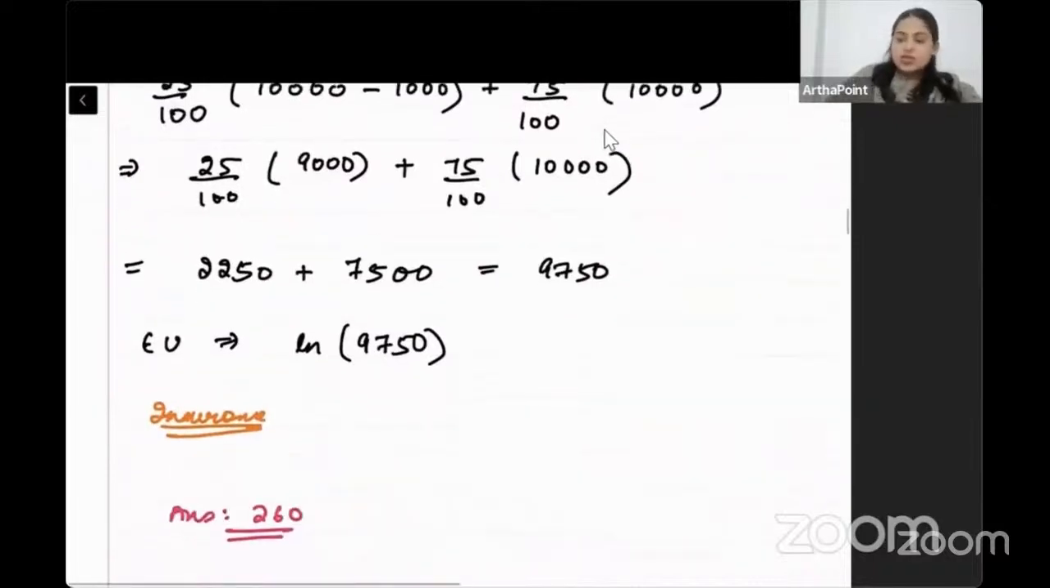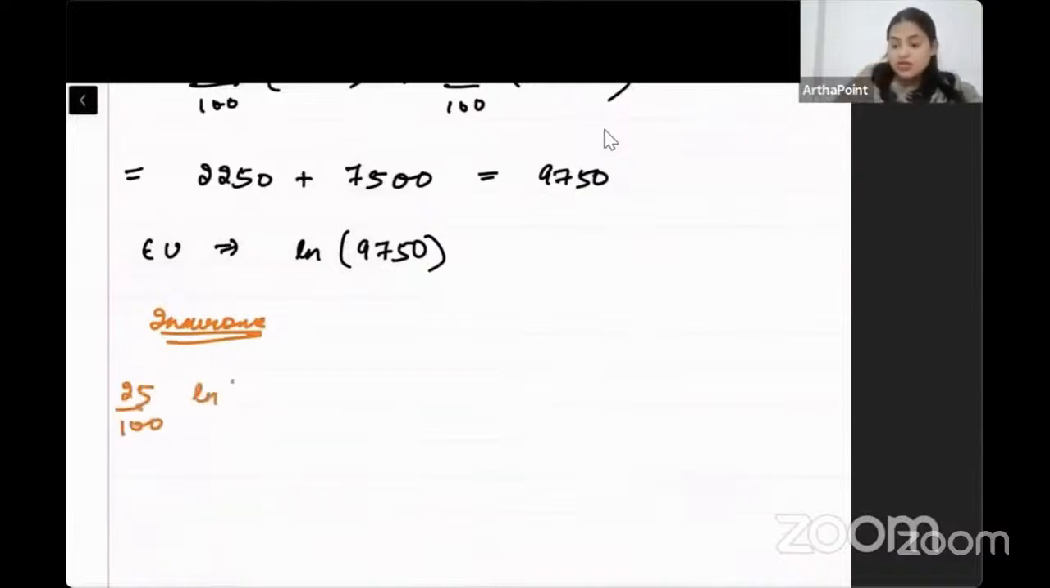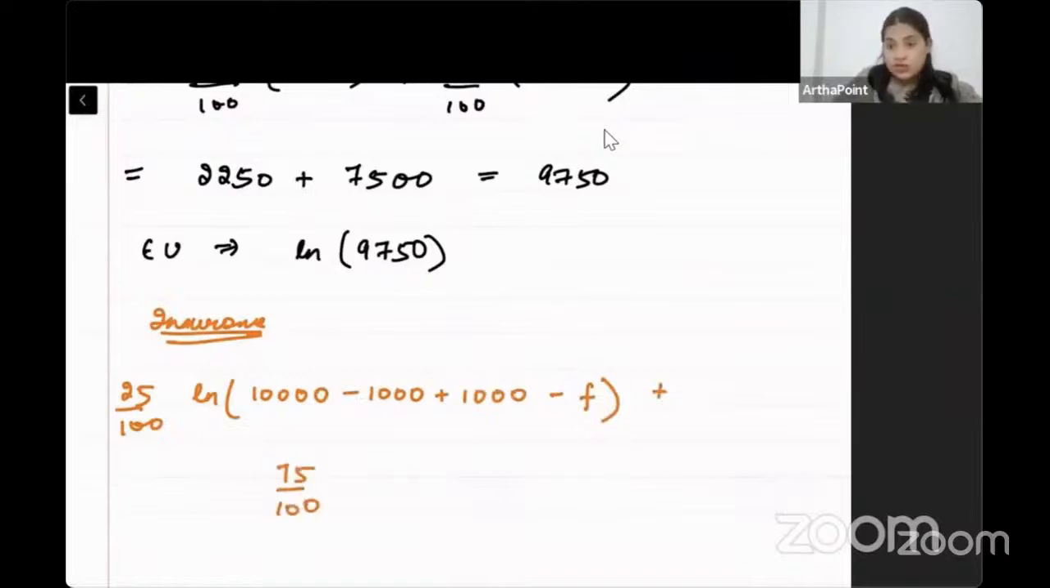Acha, what if he buys insurance? Then there is a loss that can happen. There is a 25% chance that there will be a loss. If there is a loss, his wealth was 10,000 and there will be a loss of 1,000, but he will get back his loss if he pays a premium of F. And then there is a 75% chance there will be no loss. If there is no loss, his wealth was 10,000. He did not lose anything, but he still has to pay a premium of F.